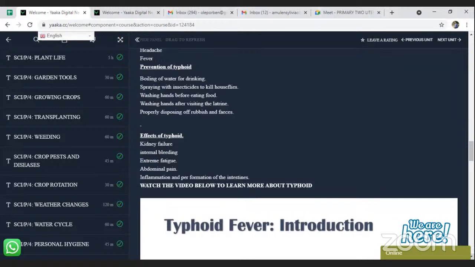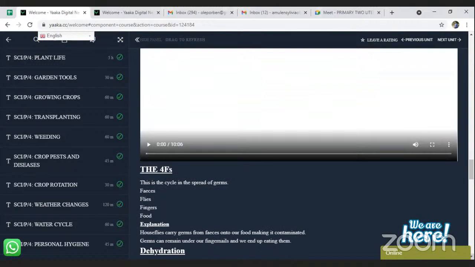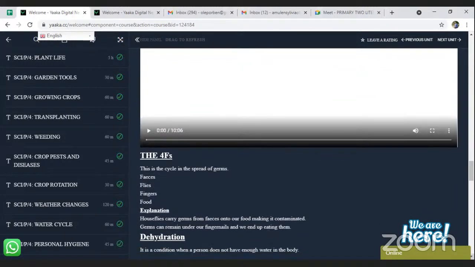The 4 Fs. This is the cycle in spread of germs. The first one is feces, second one flies, third fingers, fourth food. Explanation: house flies carry germs from feces onto our food, making it contaminated. Germs can remain under our fingernails and we end up eating them.